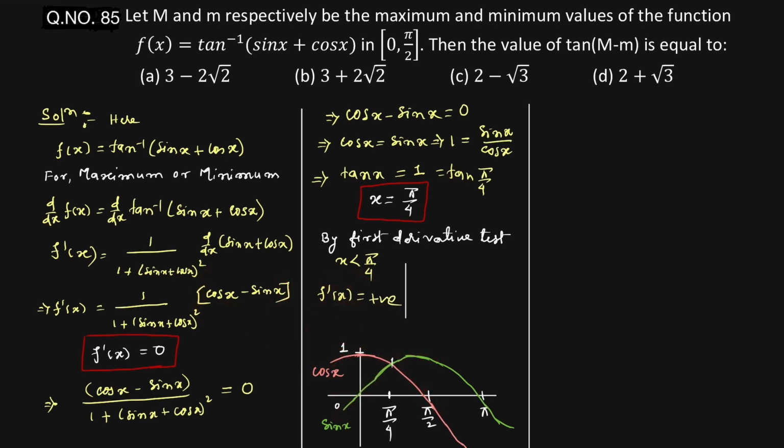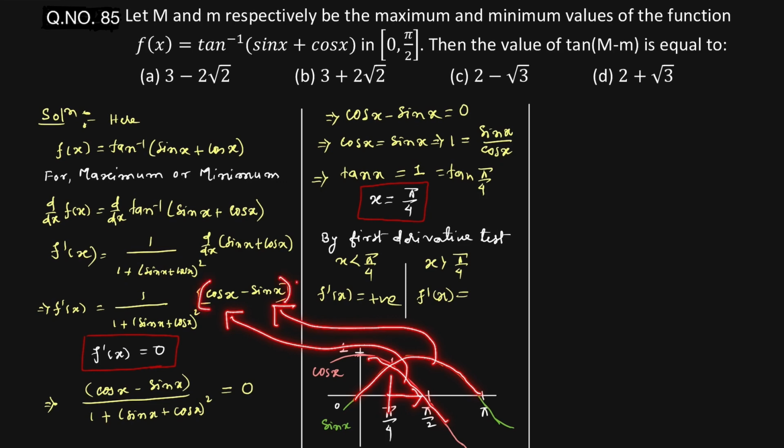So after that we are going to check when x is greater than pi by 4, whether f dash x is positive or negative. When the value of x is greater than pi by 4, then we will see in the graph that the sin x graph lies above the cos x graph. Then the value of sin x is greater than the value of cos x. That means this part of f dash x gives a negative value. So f dash x will give negative.